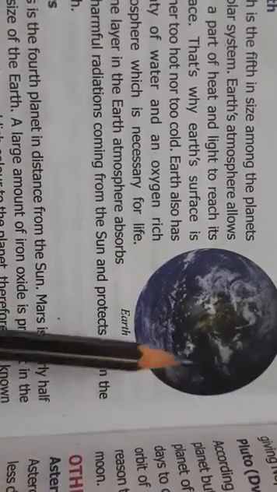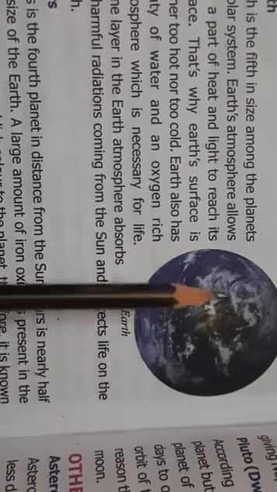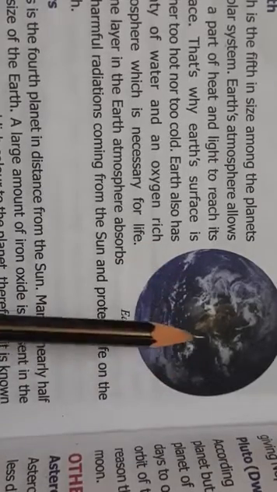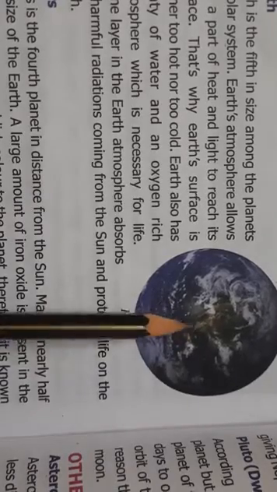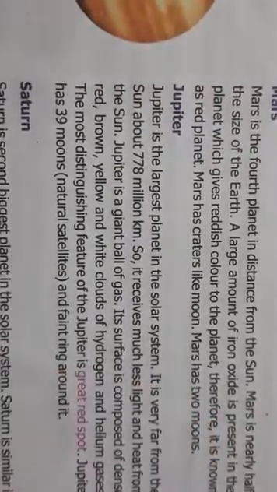This ozone layer in the earth's atmosphere absorbs the harmful radiation. You all know very well about earth, so there's no need to explain in detail. Mars is the fourth planet in distance from the sun. I was showing you Mars till now, sorry children.